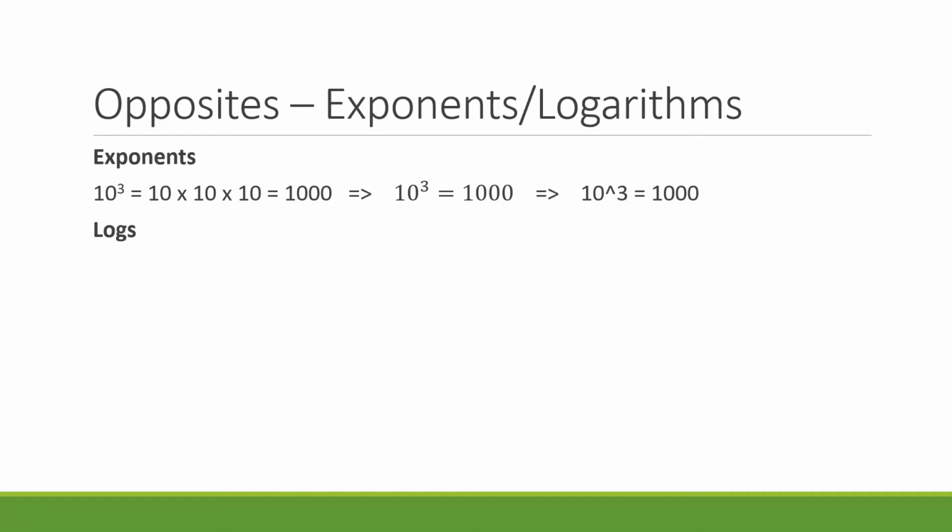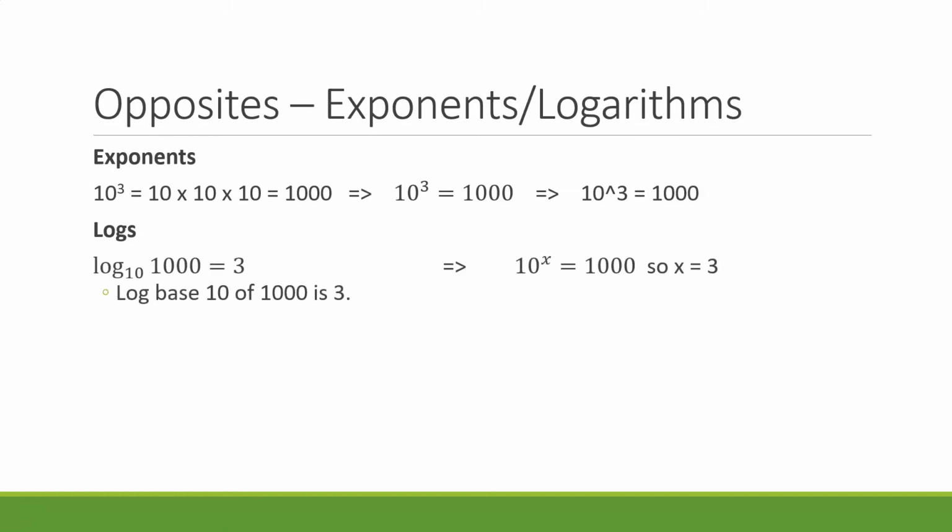Logs are the opposite of exponents. In the same way that subtracting is the opposite of adding, logs are the opposite of exponents. So the log base 10 of 1,000 is equal to 3, which means that you have to take 10 to the exponent 3 to get 1,000. You can think of the log base 10 of 1,000 as a question: if 10 to the exponent x is equal to 1,000, what is x? In this case, it's 3.